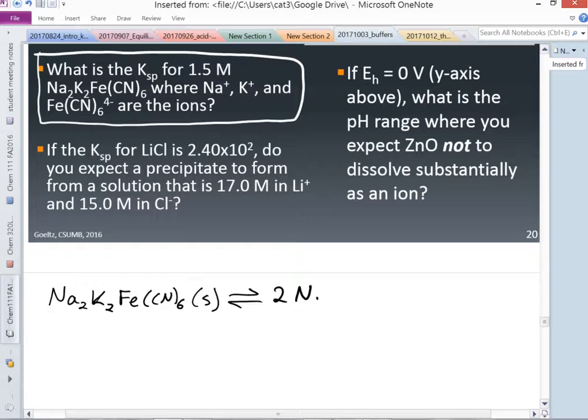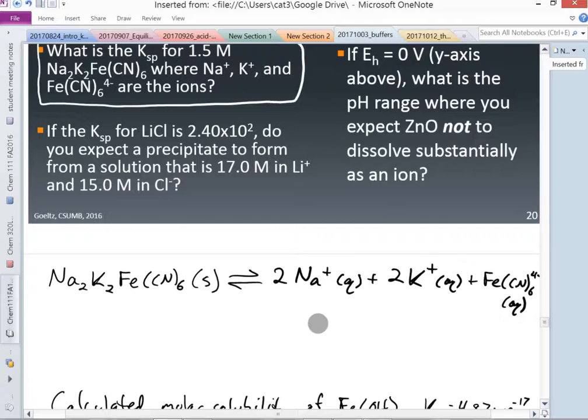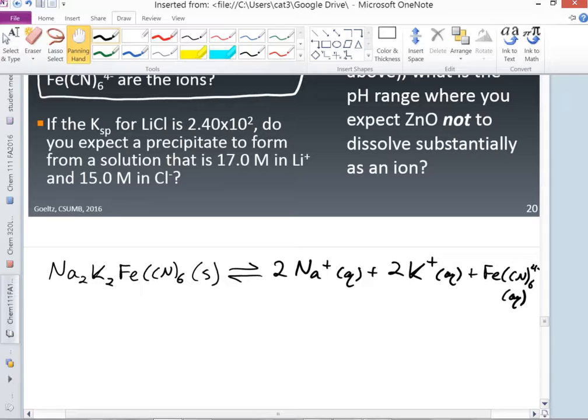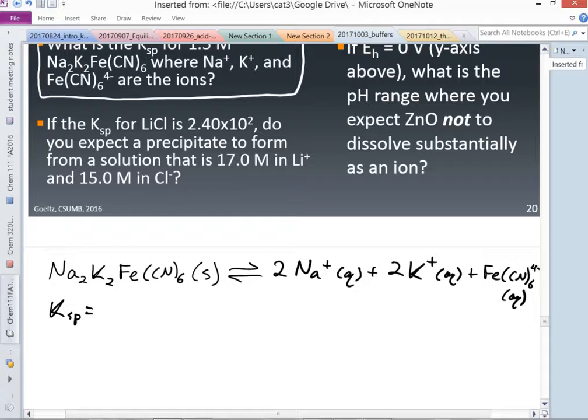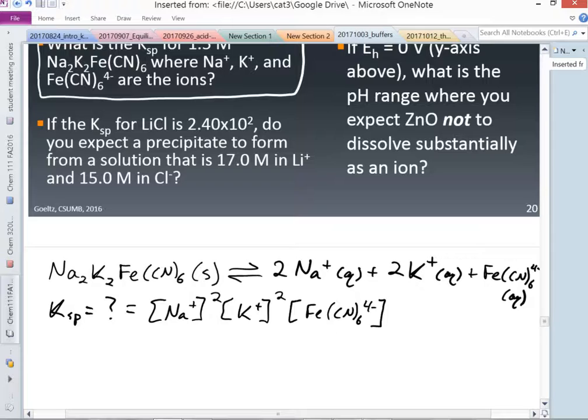Try to balance it this time. What is the KSP? I don't know, that's what I was asked for. But that equals sodium squared, potassium squared, times that ion. So if I knew those concentrations, if I knew the concentrations of each ion, I would put them together, square them as needed, multiply, and get KSP done.